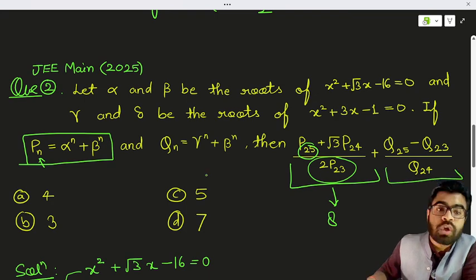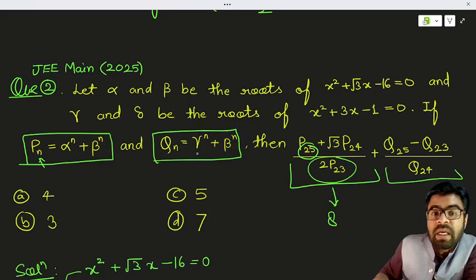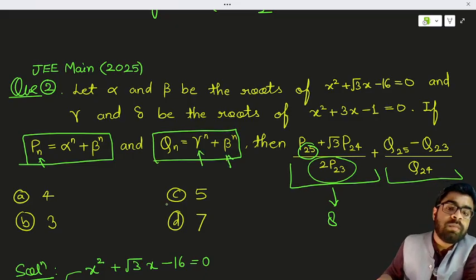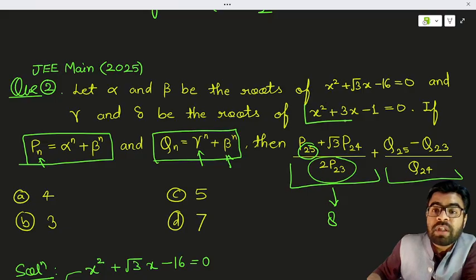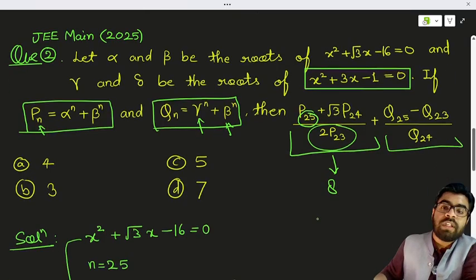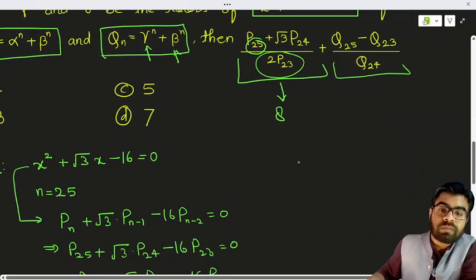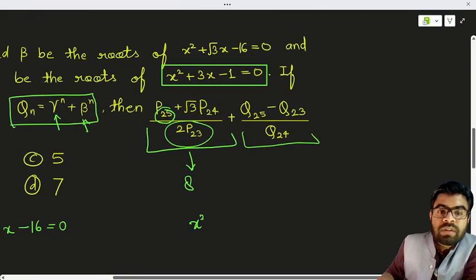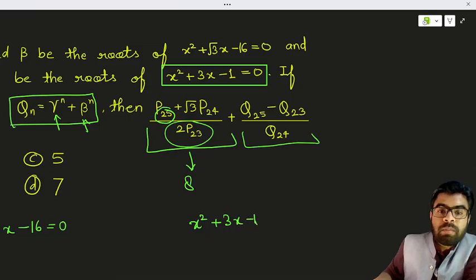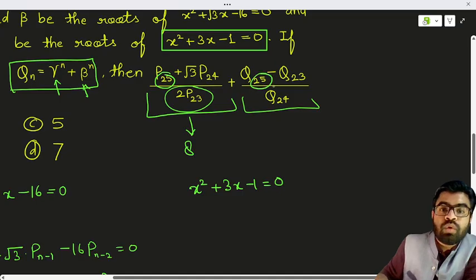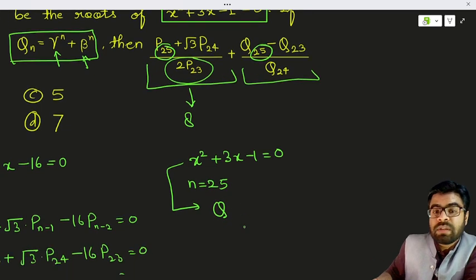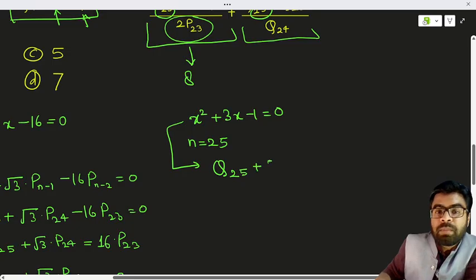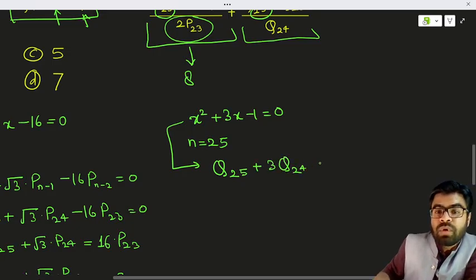नाउ वी विल सी फॉर q. तो q हमें क्या गिवन है? q हमारे पास गामा और बीटा के रूट से मिलकर बना हुआ है, और ये हमारे पास किस इक्वेशन से मिलता है? इस इक्वेशन से. सो लेट्स सी दिस इक्वेशन, दैट इज x square plus 3x minus 1. So if I solve here this equation, let's see. If we have an equation x square plus 3x minus 1 is equals to 0, and we have taken n to be 25 because n की largest value यहाँ पे 25 है, then what we will get in terms of q? It is basically q25 plus 3 q24 minus q23 is equals to 0.